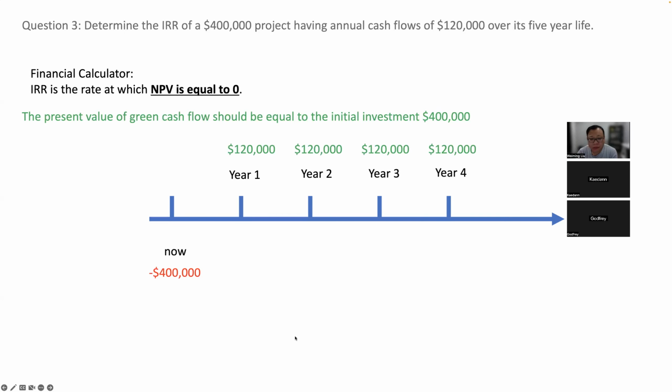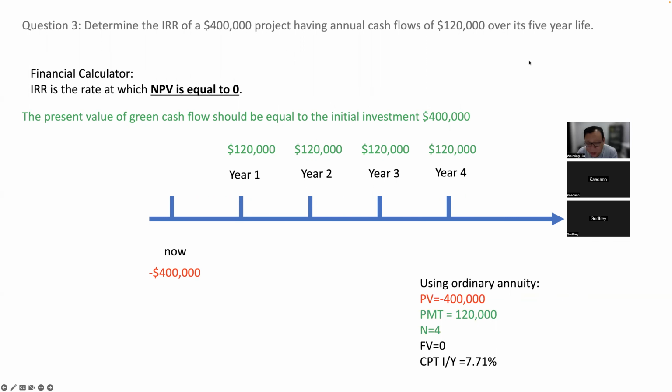Okay, so now for this, I have two approaches. The first one, I can use a calculator. If you take a look, these are equal amounts for 4 years, so this is an ordinary annuity. You know the present value should be equal to $400,000, which is the initial investment. And you know the payment is 120,000.